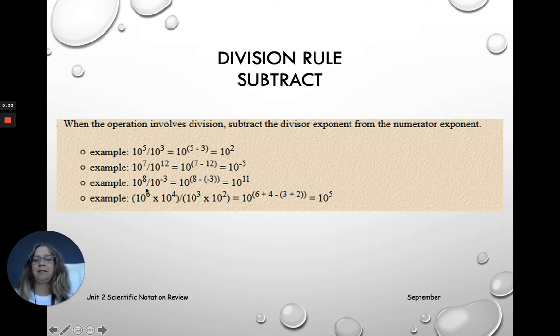10 to the 8th divided by 10 to the negative 5th is going to be 10 to the 8. Now this is a little tough. 8 minus negative 3, which would be 10 to the 11th.